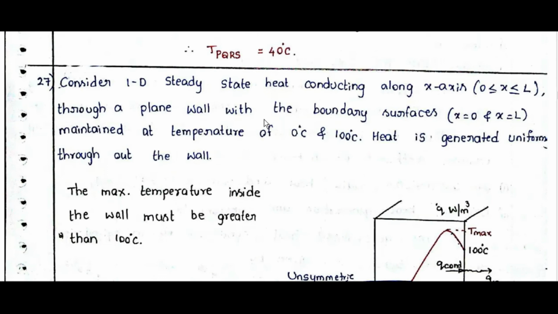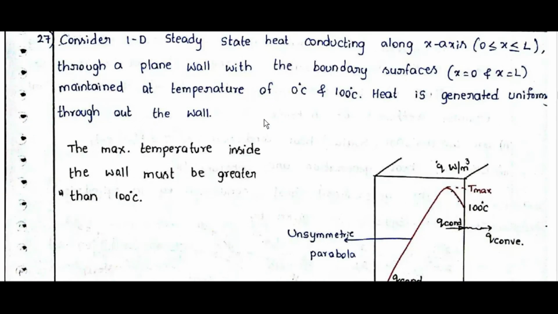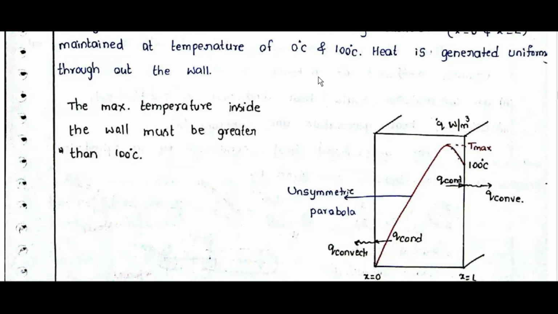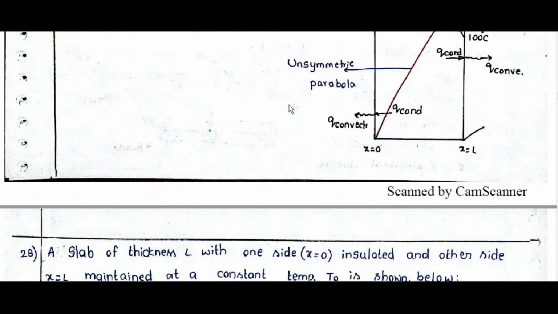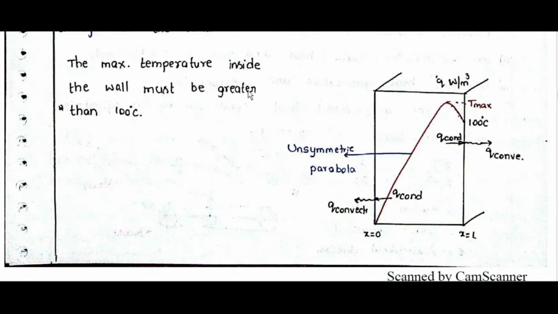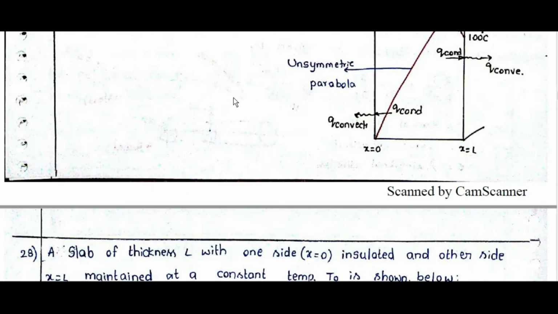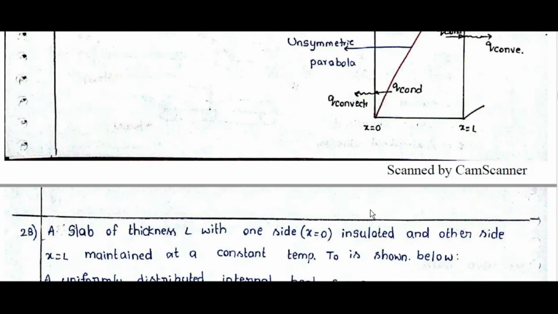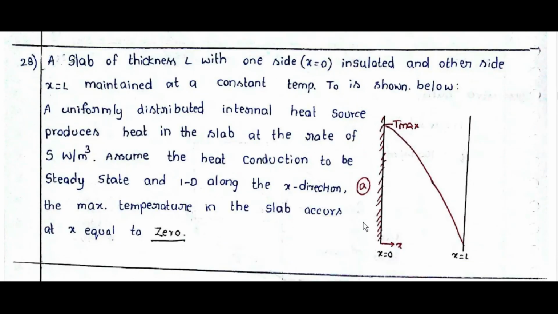Consider 1D steady state heat conduction along the x-axis in a plane wall with boundary surfaces at x equal to 0 at 0 degrees and 100 degrees. Heat is generated in the wall, so the maximum temperature must be greater than 100 degrees. Okay, it will be like this. On the uniformly insulated side there will be T max.